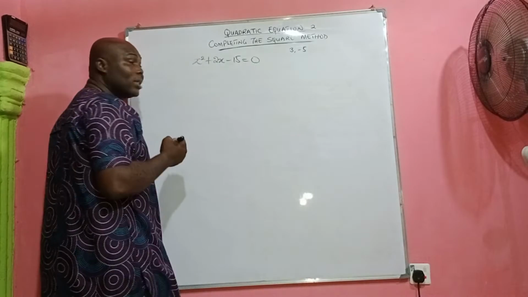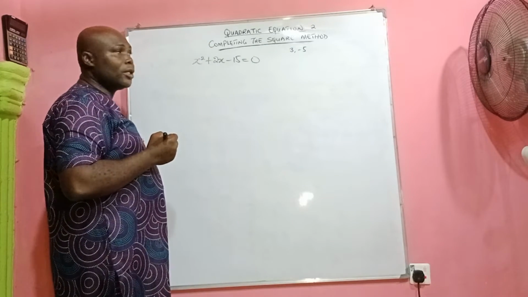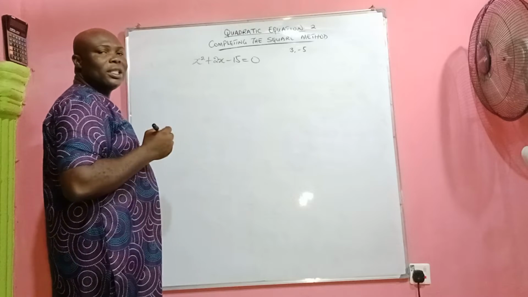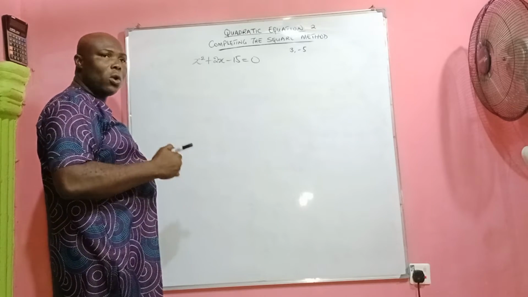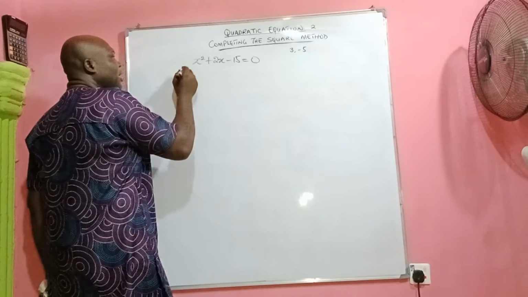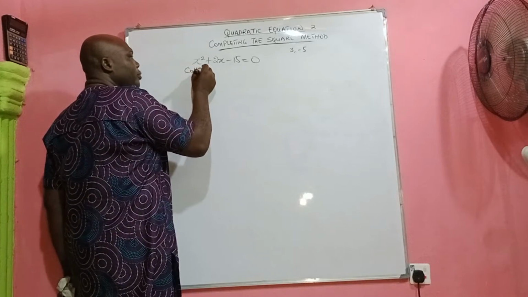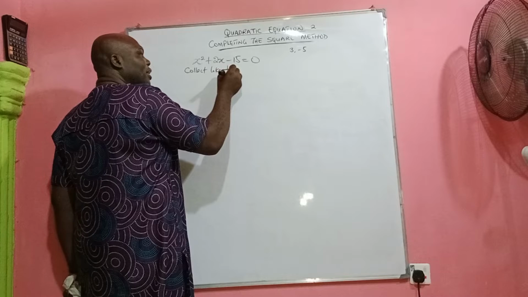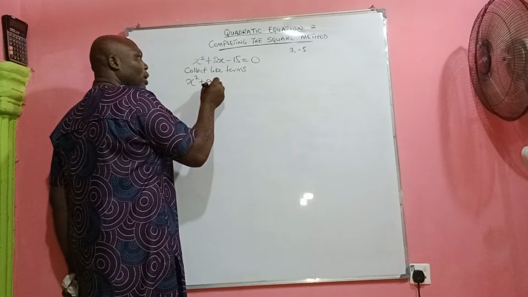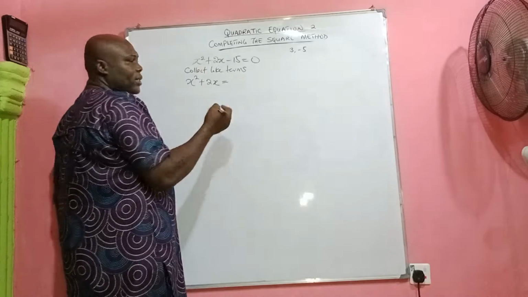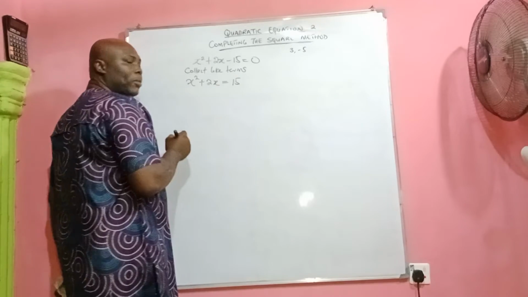So let's see if the roots are still the same by completing the square. Completing the square is an iterative, step-by-step process, and we'll follow all the steps to the end. The first step is to collect like terms. By collecting like terms, you have x squared plus 2x equals minus 15; crossing the equality sign, we have plus 15.